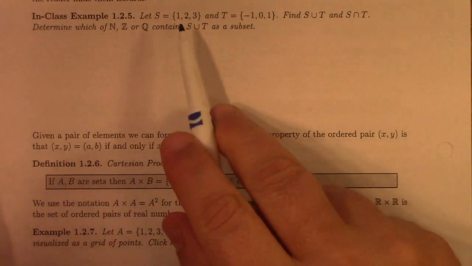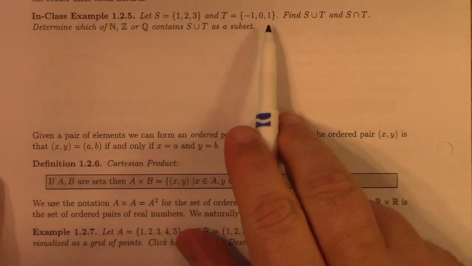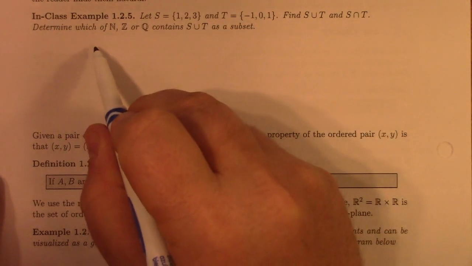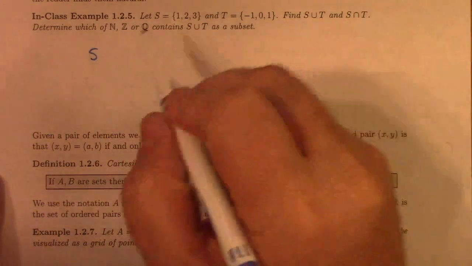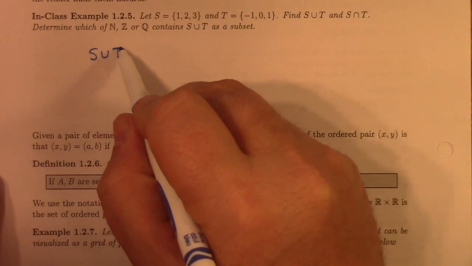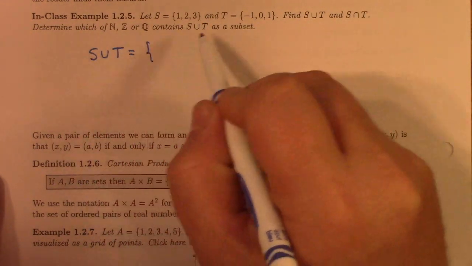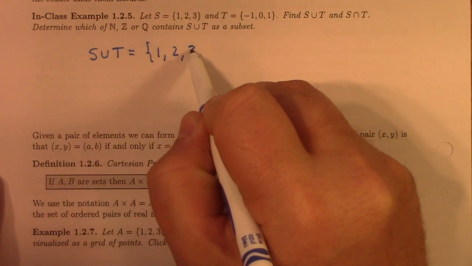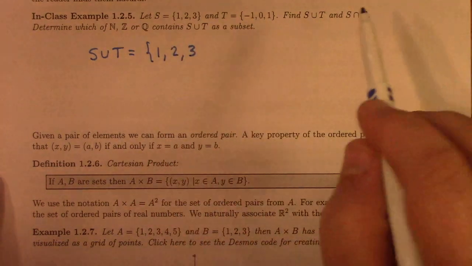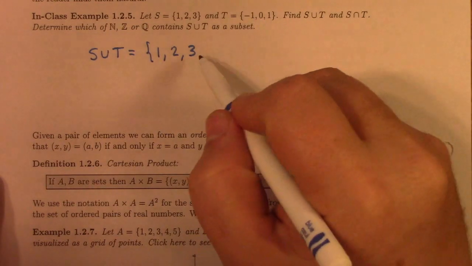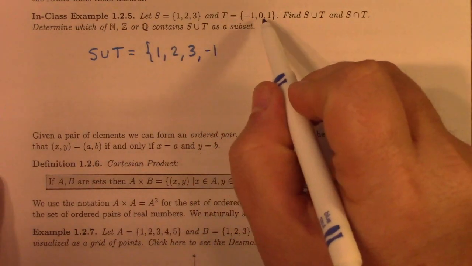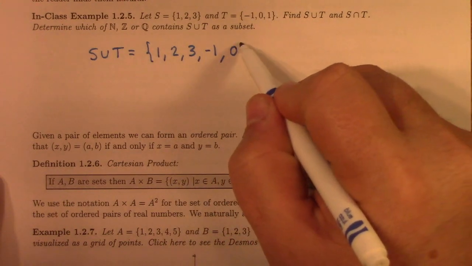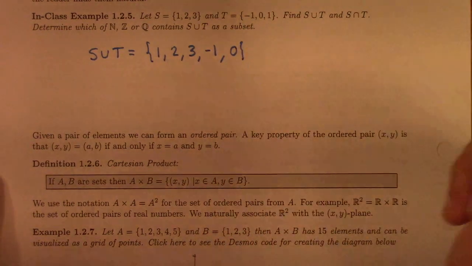So we've got the set 1, 2, 3 and minus 1, 0, 1, and we're supposed to find the union and intersection, so I'll just go ahead and do it. So S union T. All right, so what I do when I do this kind of thing is I just write down the 1. S has got 1, 2, and 3, all right? And then T has got minus 1 and 0 as well. Now I don't need the 1 because I've already got it in there, so there's S union T.